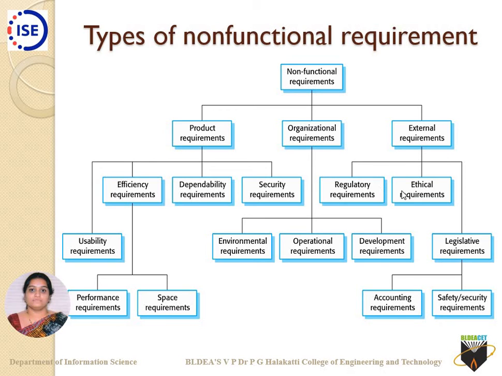What are those? Those are of three types here. One is regulatory, one more is ethical, and one more is legislative. The external regulatory requirements are nothing but the usual laws which an organization should follow, and even we have to follow. The second one is ethical requirements.